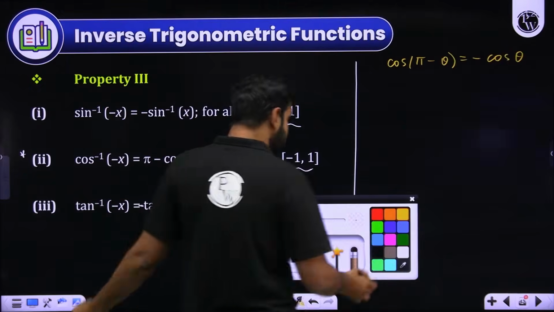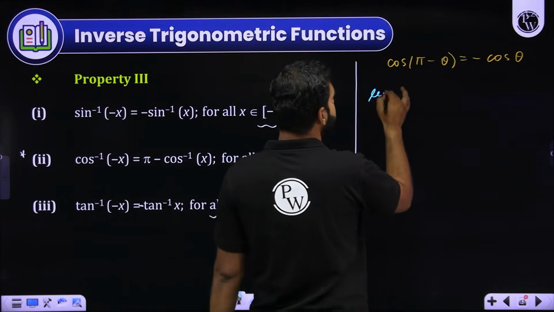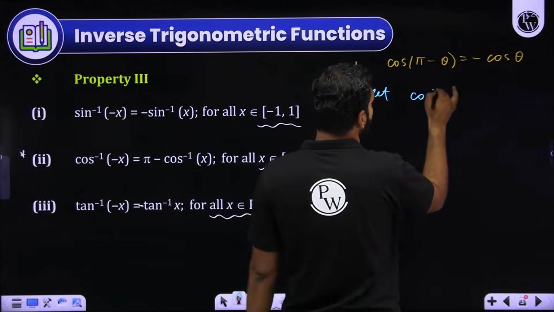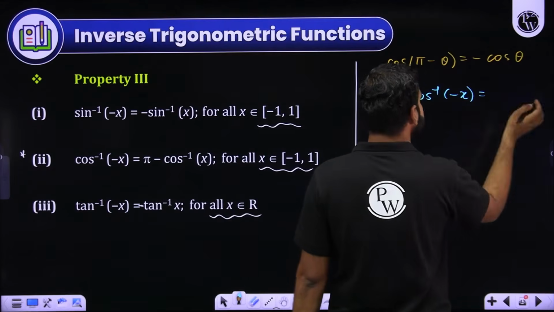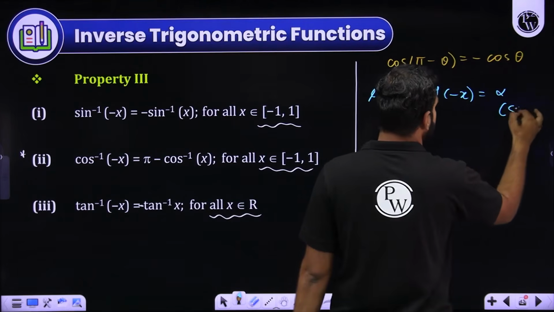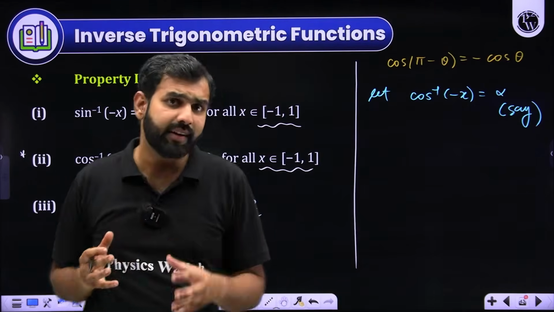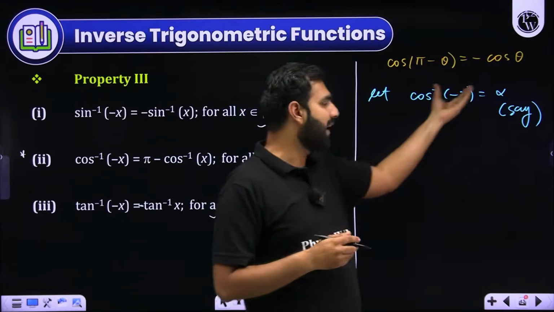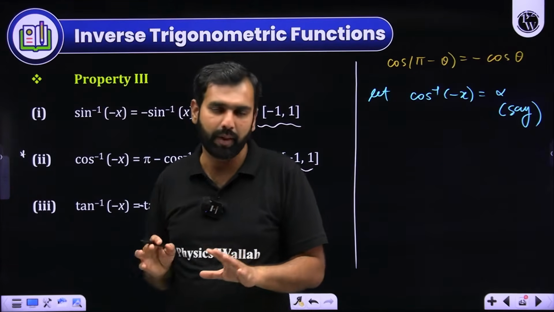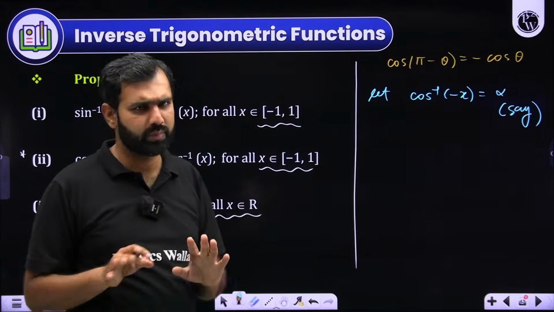Now, let me talk about this result here, cos inverse of minus x. Let's say cos inverse of minus x, I'm replacing by an angle alpha. I can do that, because cos inverse of minus x will be a certain angle for all the values of x between minus 1 and 1. It will have a value alpha which will be between 0 and pi, because here it is cos inverse. I hope there's no confusion on that.